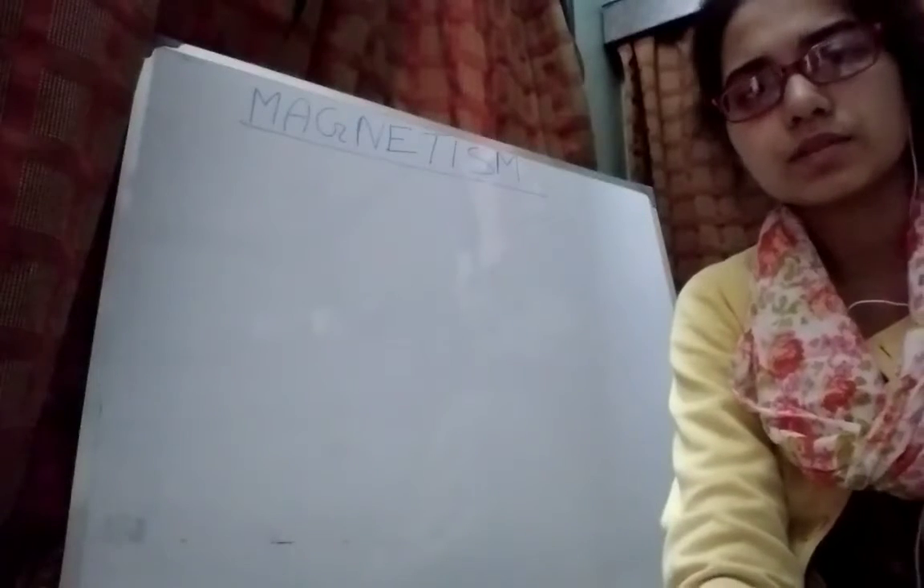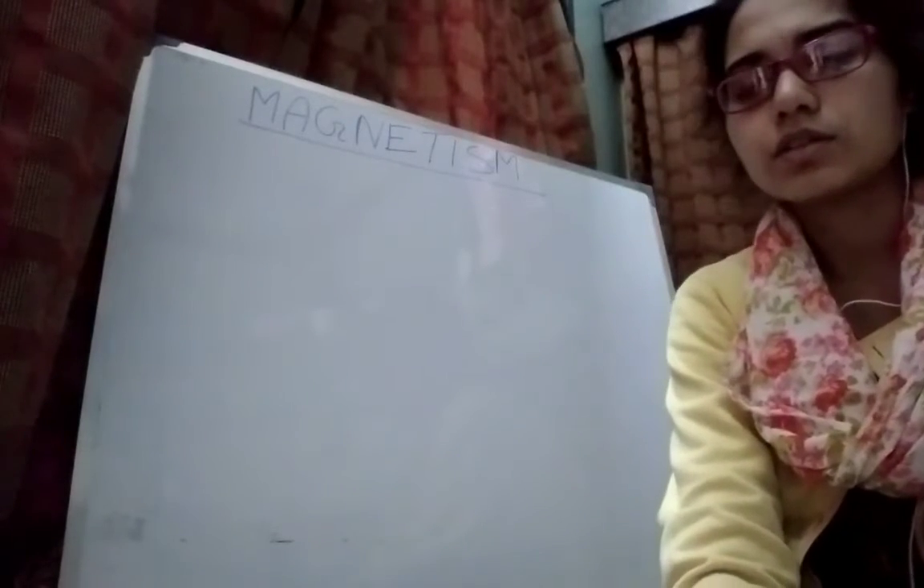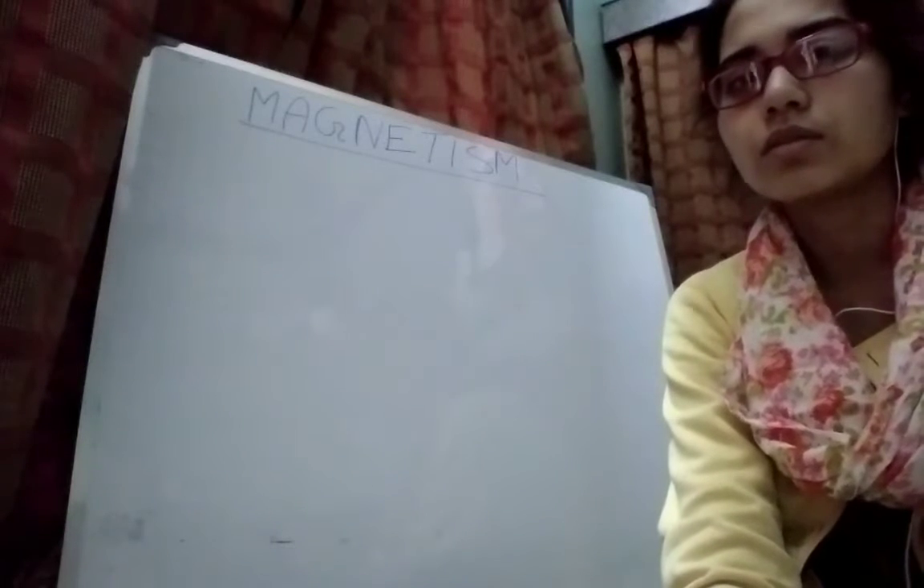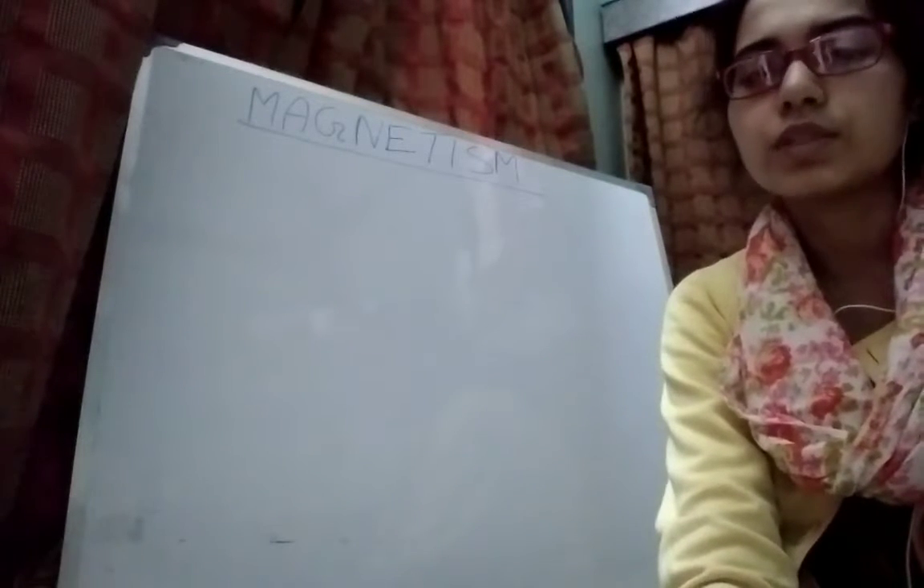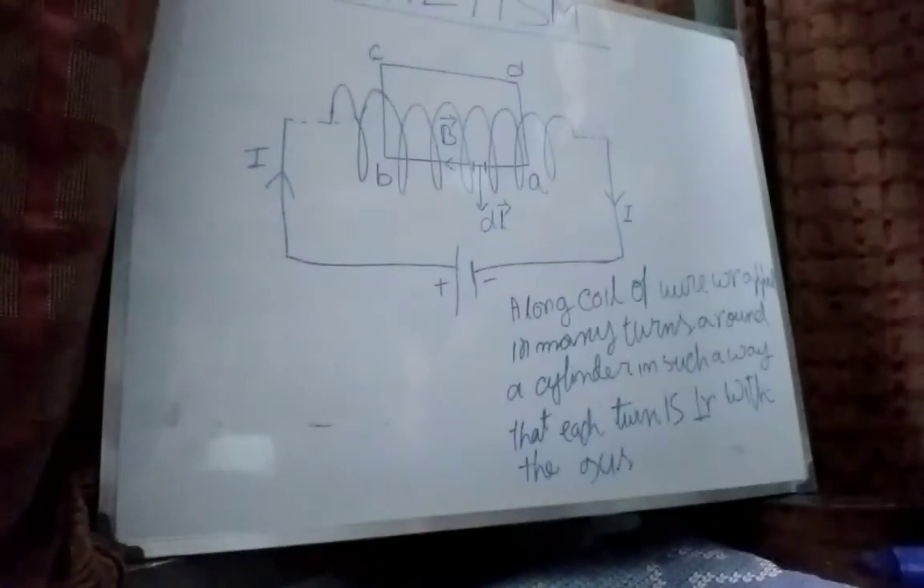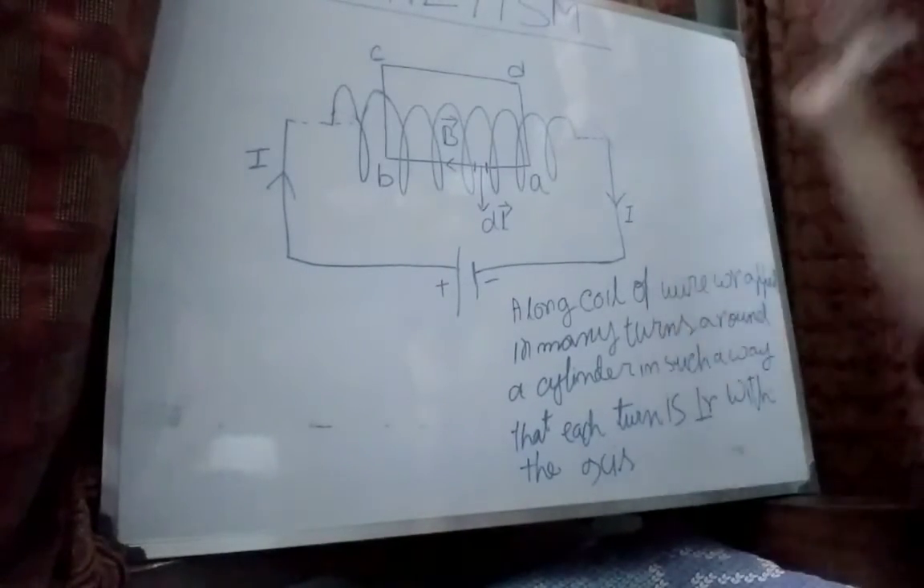This is magnetism part 7, and first we will discuss how to calculate the magnetic field of a long ideal straight solenoid with the help of Ampere's circuital law. Now first of all we have to know what a solenoid is.